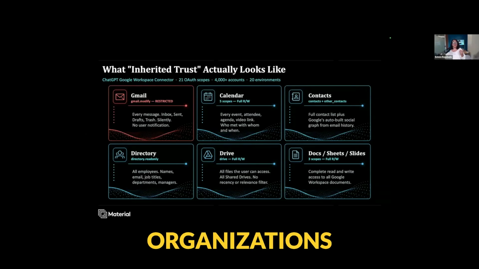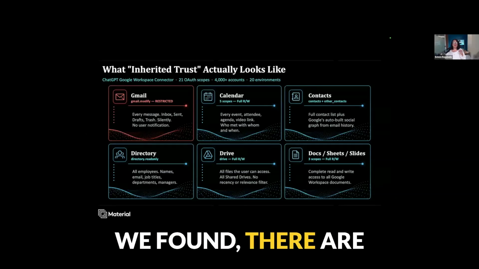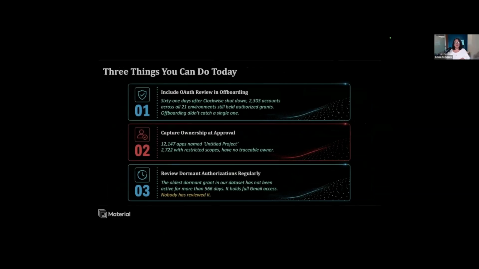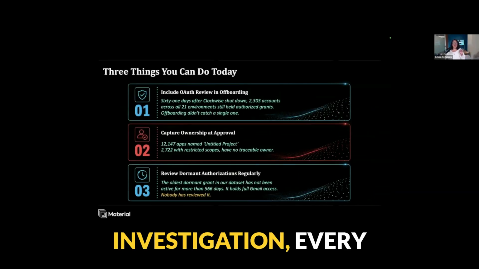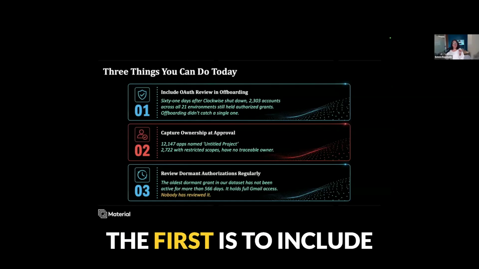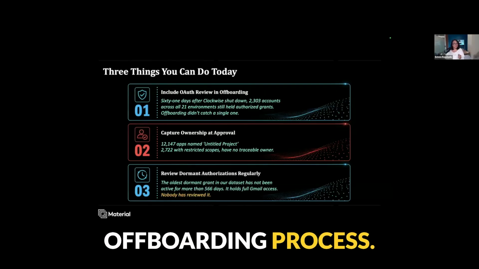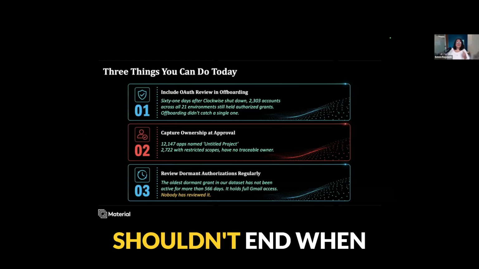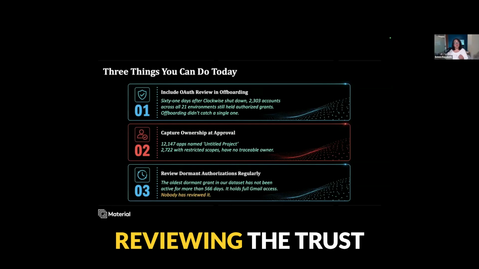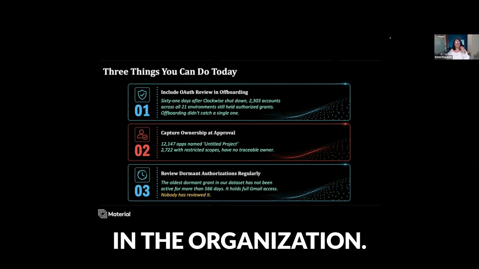So, what can organizations do today? Based on everything we found, there are 3 practical actions that can make a meaningful difference. Throughout this investigation, every discovery pointed us towards a practical improvement. The first is to include OAuth review in your offboarding process. Offboarding shouldn't end when an account is disabled. It should also include reviewing the trust decision that employee made while they were in the organization.